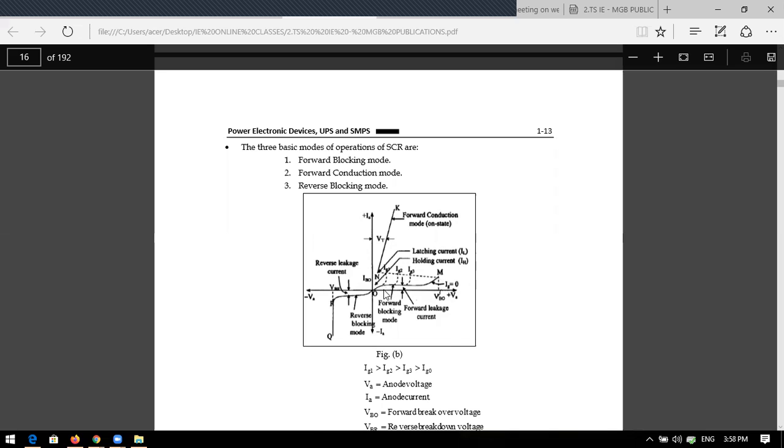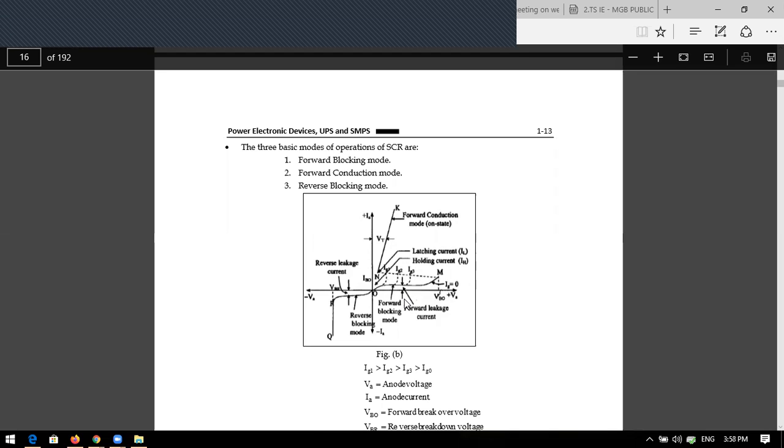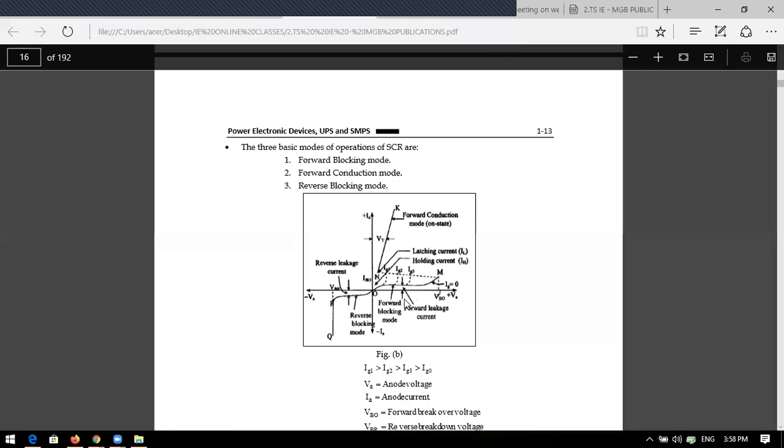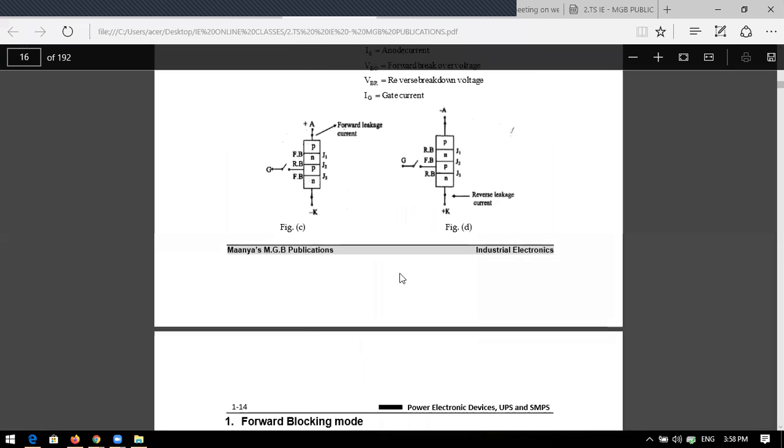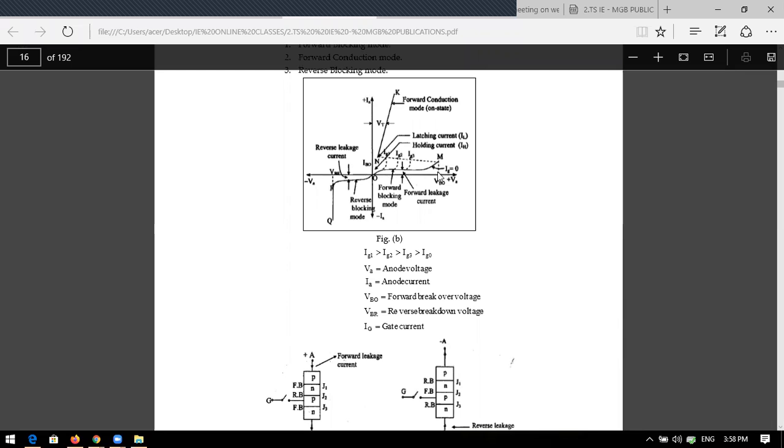But if you want to turn on the device quickly, that is the SCR, you should apply a gate pulse, a very high amount of current. The gate current should be more, that means the SCR will turn on quickly. Low gate current means it will turn on slowly, it will take some delay. So in this forward blocking mode, a few milliamperes of leakage current will flow.